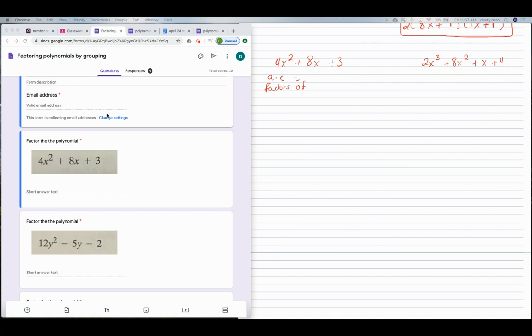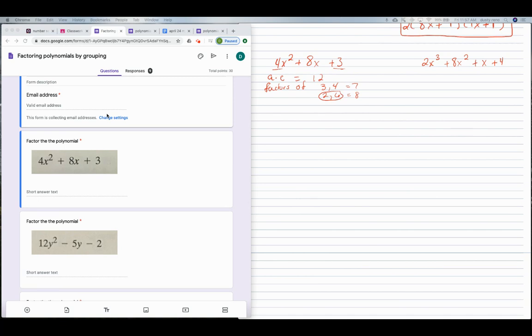But this way, what you're doing is you're finding the product of your A and your C, so 4 times 3, which equals 12. Then we're going to find the factors of 12 that when you add them together give you 8. So there's 3 and 4, but those added together give you 7, 2 and 6, and those added together give you 8. So there we've got our two factors.